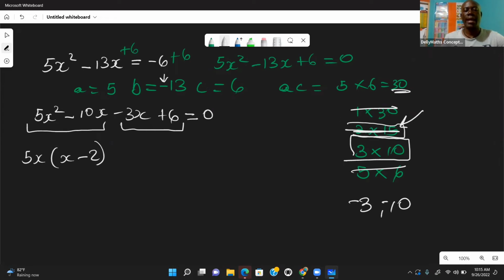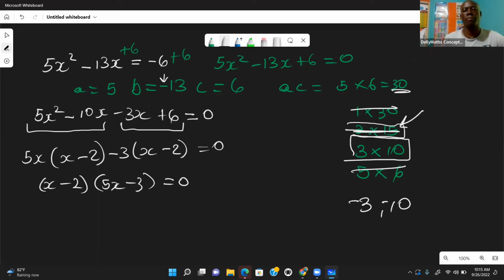I need to ensure that I get the same thing here. So I'm going to take out negative 3. Negative 3 into negative 3x is going to give me positive x, and negative 3 into positive 6 will give me negative 2. And then my 2 brackets are the same. Now let's factorize again by just writing down the common factor, x minus 2, open a bracket, and the 2 things on the outside, which is the 5x and the minus 3, will go in the other bracket, and this is still equal to 0.